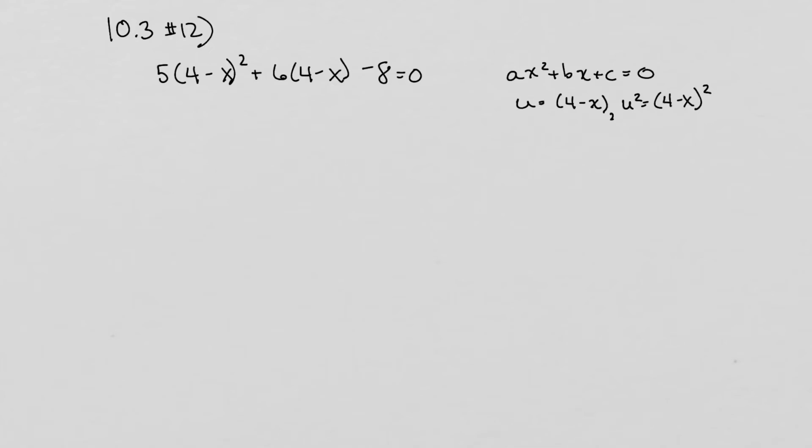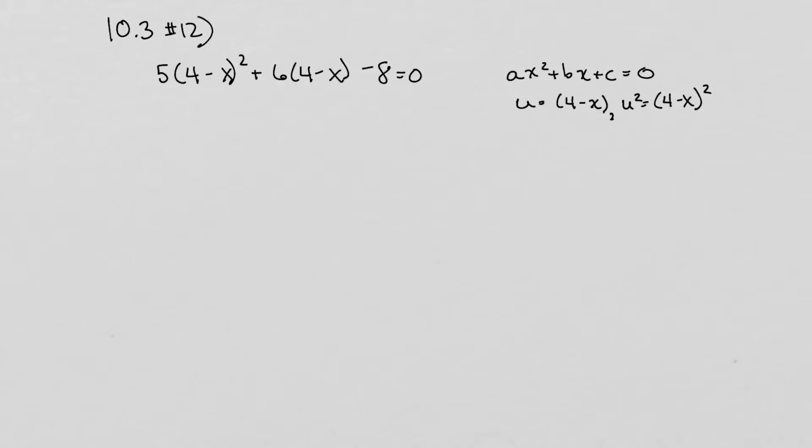So in section 10.3, number 12, we're looking at an equation that's quadratic in form. So I've written the standard quadratic equation here. Any equation that can be put into this form is a quadratic equation. See, in this problem you have (4 minus x) squared, and you have a 4 minus x that's not squared. So those can be like your x squared and your x in the quadratic equation.